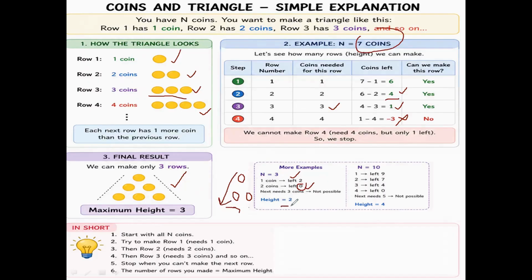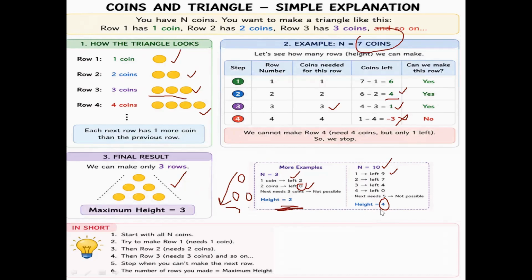That is very simple. Now moving on with n equals 10. The height will be 4. If you follow the steps, 9 left, 7 left, 4 left, and 0 left. The next row of 5 is not possible. So the height is 4.